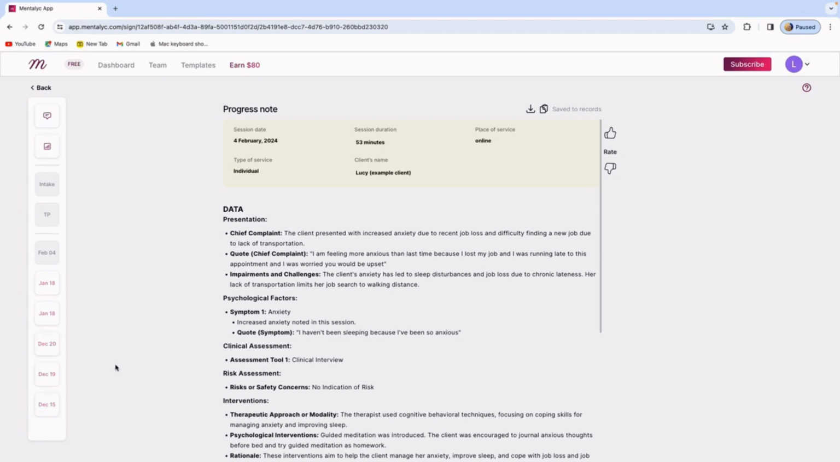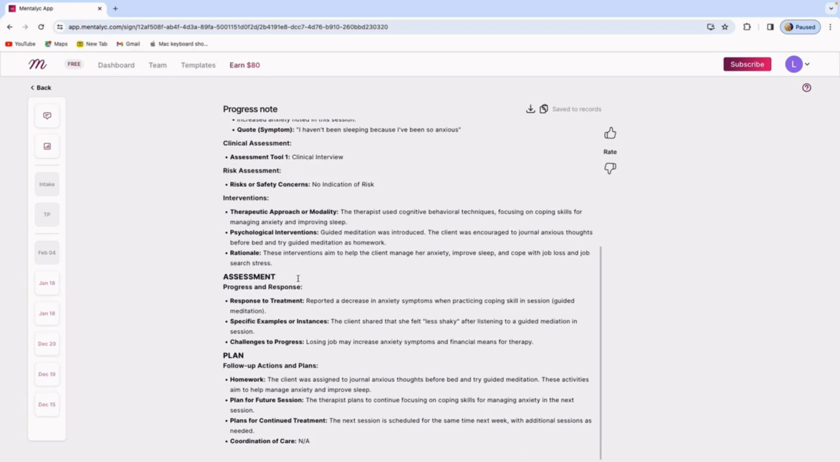Hopefully it was helpful to have me break down what it includes and then to kind of see it pieced out into data and assessment and plan.